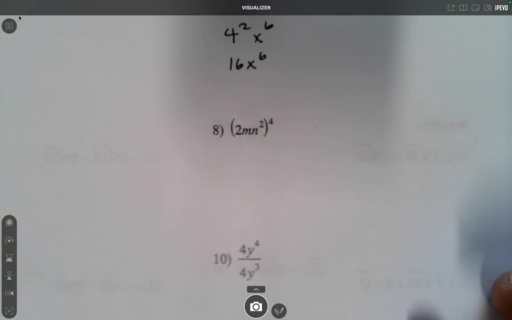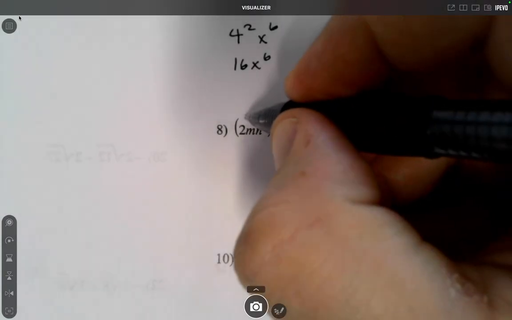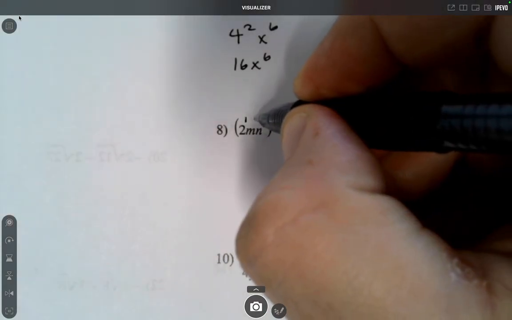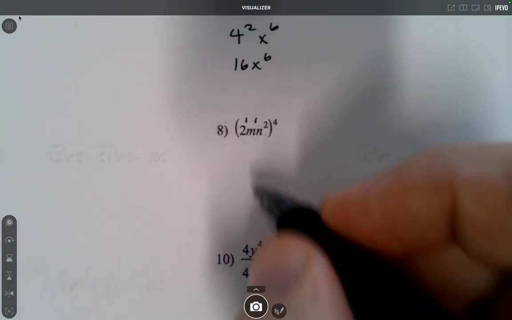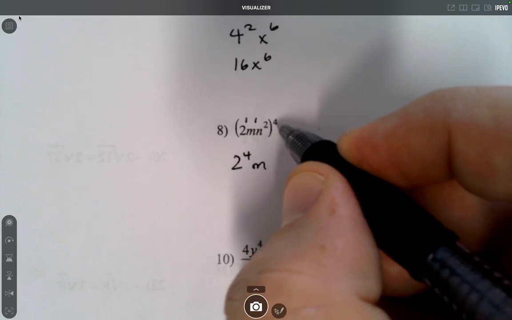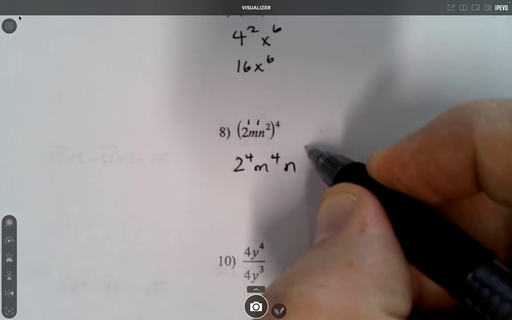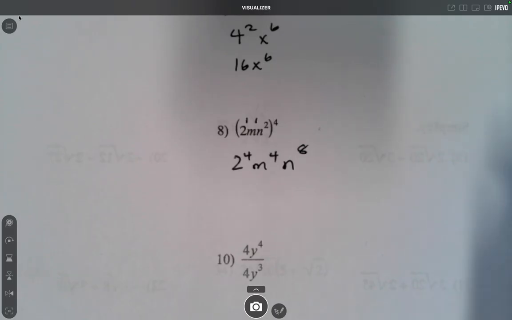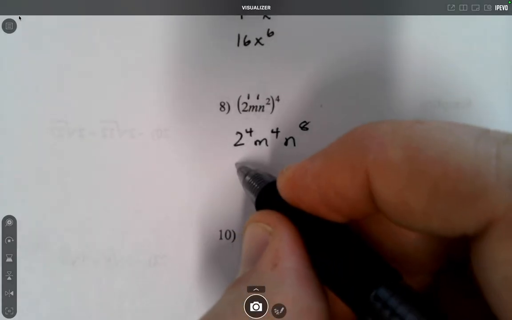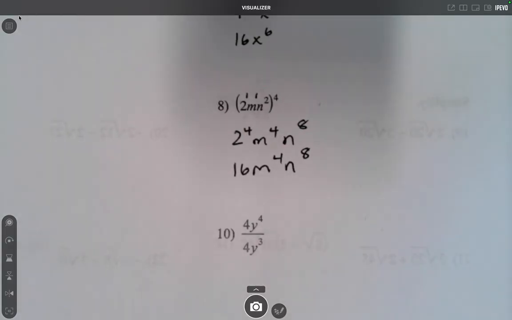Okay, we'll follow the same rule on number 8. Again, remember there are exponents with every piece. That's 2 to the first, m to the first, n squared. 1 times 4 is 4. 1 times 4 is 4. 2 times 4 is 8. Then you could write it that way, or you could type 2 to the 4th in your calculator and give it to me this way. Either one of those is fine.